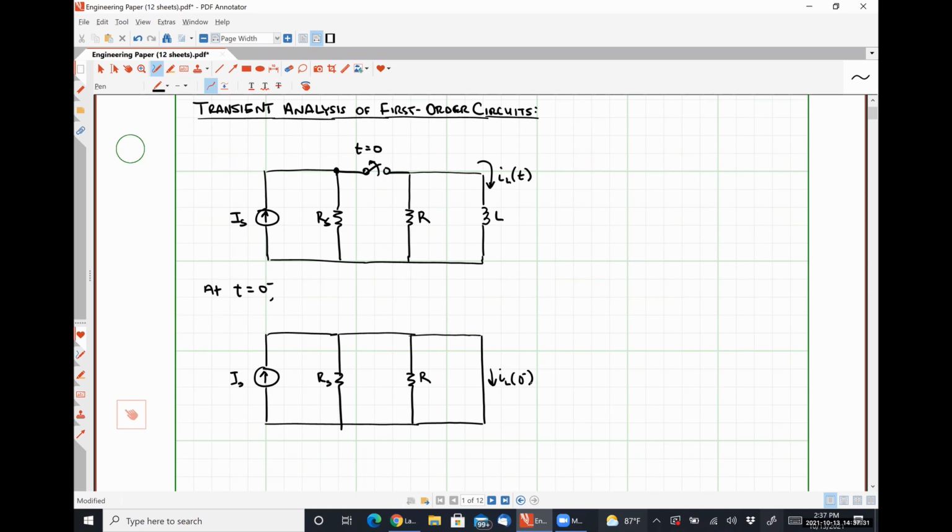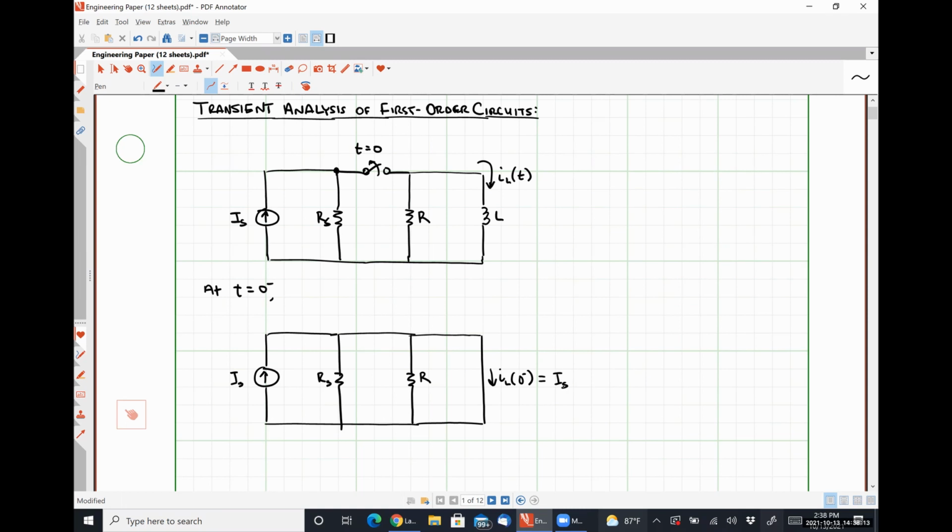Who can tell me what that current should be? Pardon? That is correct. The short circuit there means that the inductor does not exhibit any resistance whatsoever. It's just the source current, exactly right. So all of the current provided by the source is going to wind up flowing through that inductor. None of it is going to branch off and flow through either of those resistors. So we could say that IL at 0 minus is equal to IS.